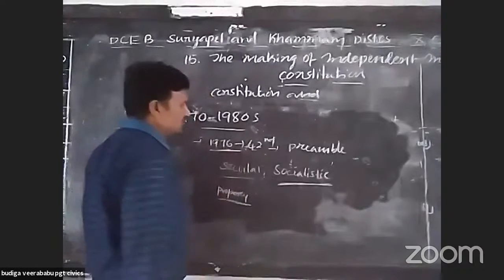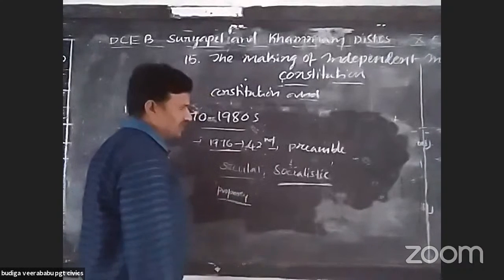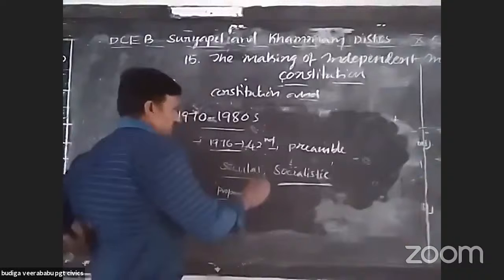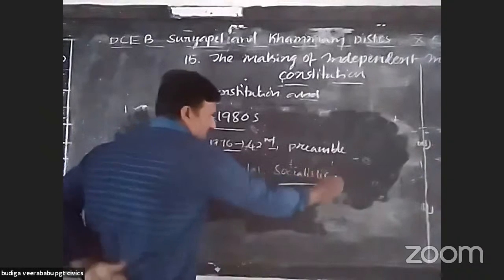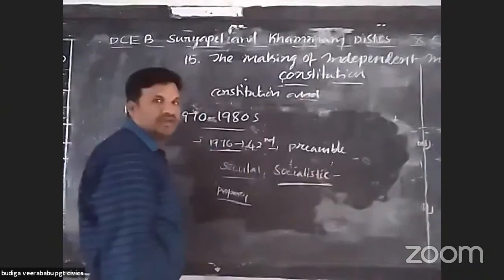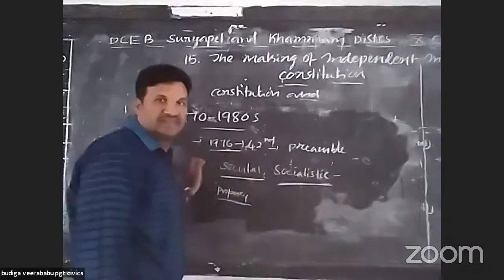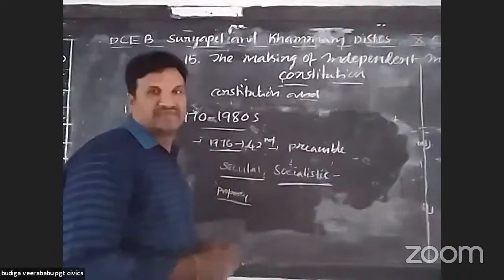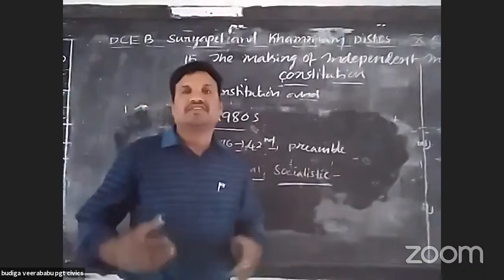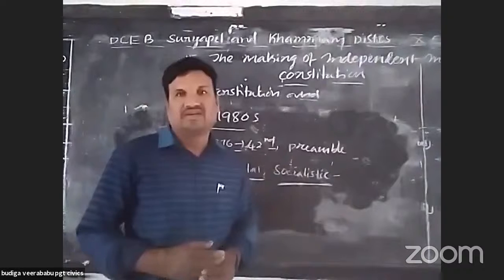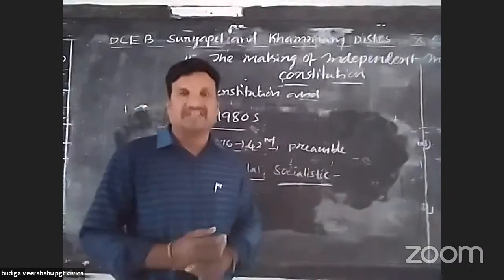And so to introduce the socialistic principles in Indian government and Indian society, she mentioned the word socialistic in the Indian Preamble. And next, she made India a secularistic country. So there is no state religion for the nation. All religions are equal before the law. All religions have the right to propagate their religion.